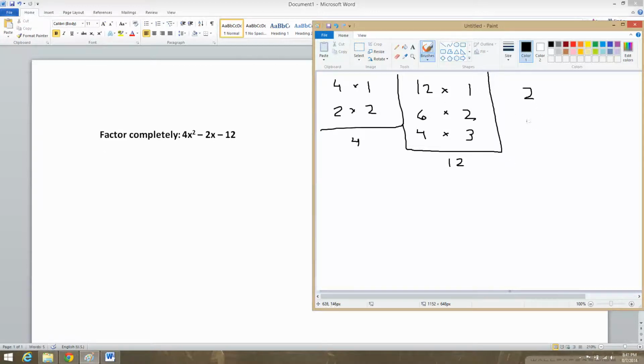Alright, 2 and 2. We're going to go to the next one, 6 times 2. So 6 and 2, or 2 and 6. Whichever order you prefer, it doesn't matter. So cross those.